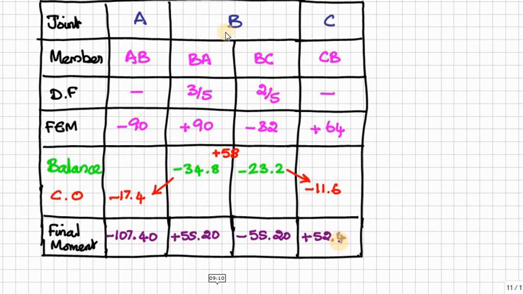Okay, if the joint has more than one member. For example, see here at joint B we have two members. Therefore, if one member has plus 55.20, then the next number should be minus 55.20. If we get that value, then we have done the entire process of the distribution table correctly. So no mistake was done in this step. That we have to check out. Is there some cross check?